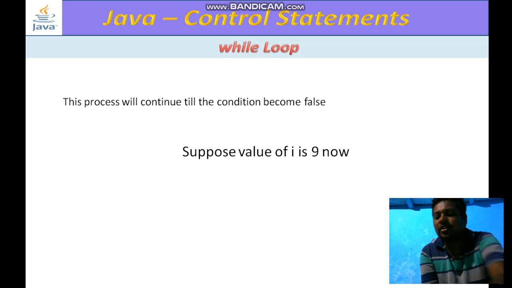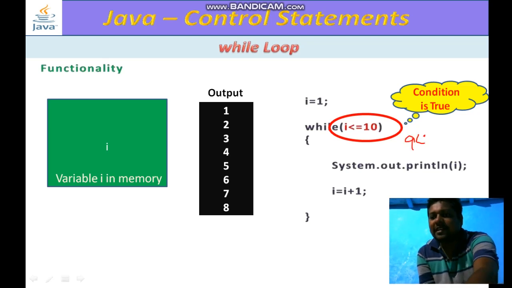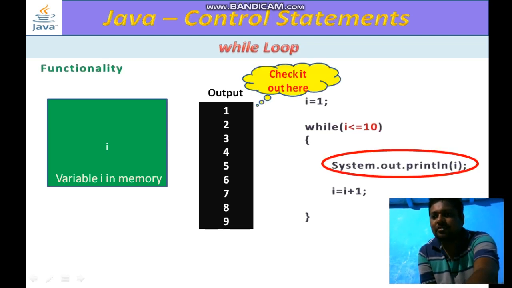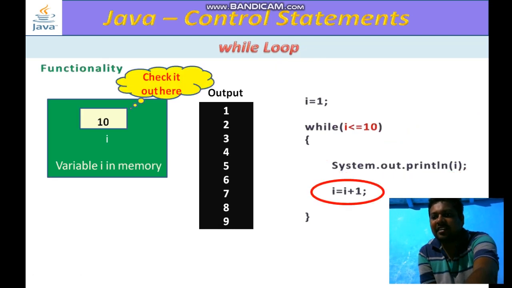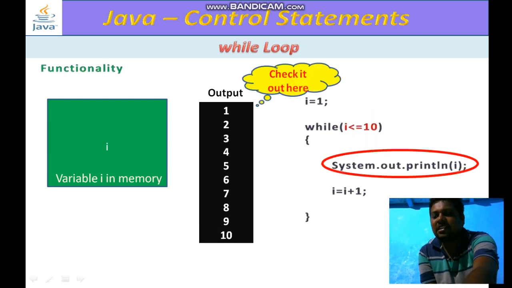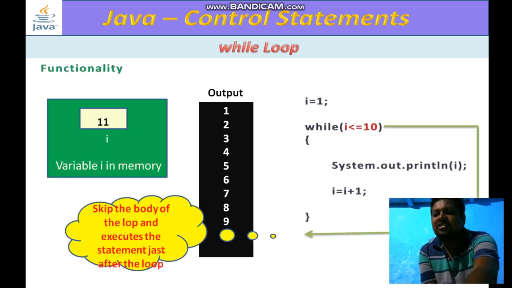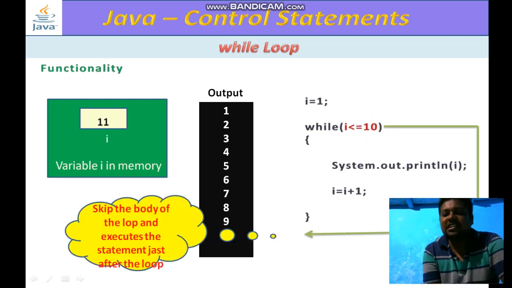Next we see, suppose the value of i is 9, what will happen? 9 is less than or equal to 10, the condition is true, so it will print 9. Then it increments the value, now it is 10. Again 10 is less than or equal to 10, the condition is still true, so 10 will be output. Again it is incremented, now the value is 11. 11 is not less than or equal to 10, so the condition is false. Immediately it will skip the body of the loop and come outside of the loop.